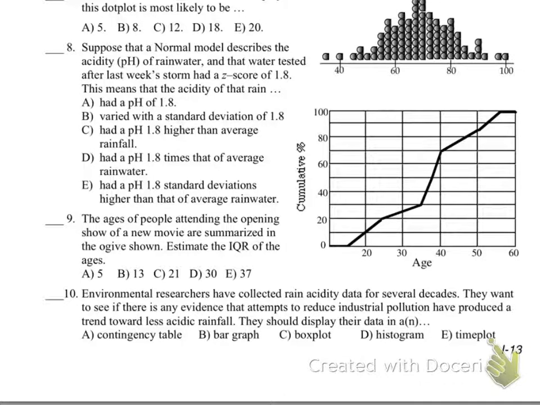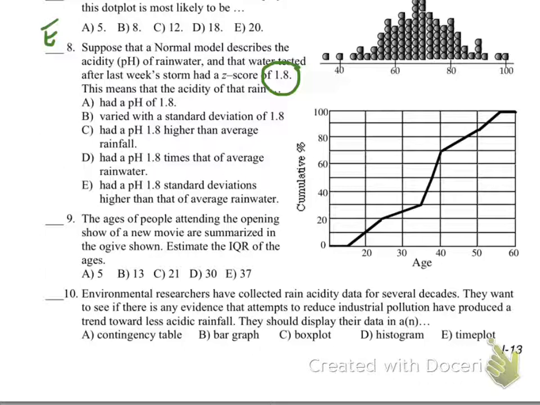Okay, let's go down to number 8. We talk about a normal distribution describing the acidity of rainwater, and that the water tested after last week's storm had a z-score of 1.8. Okay, so what does it mean to have a z-score of 1.8? That means that you are 1.8 standard deviations above the mean. All right, and so which one of these is that? Which one of these said that had a 1.8 standard deviation higher than the average rainwater? I think the answer for 8 is E.